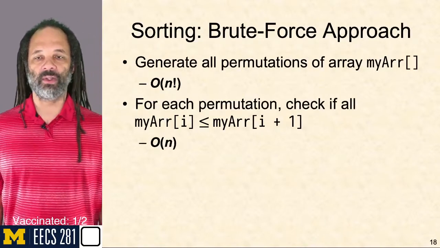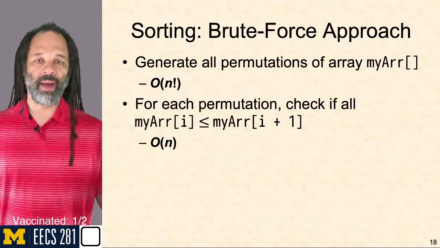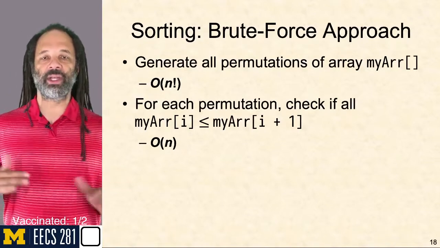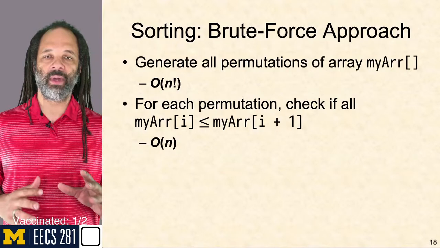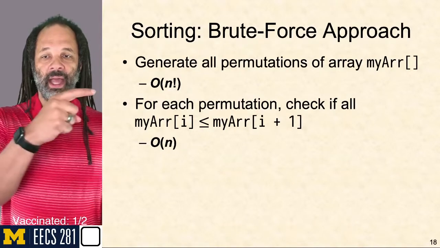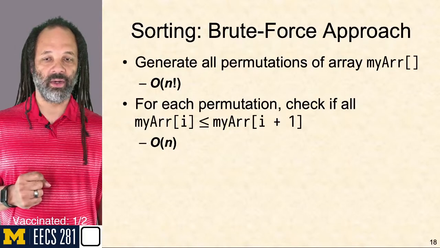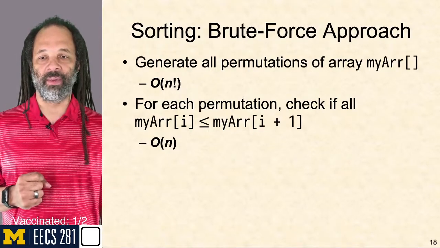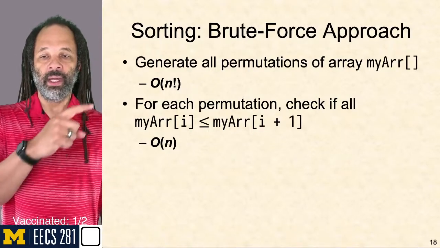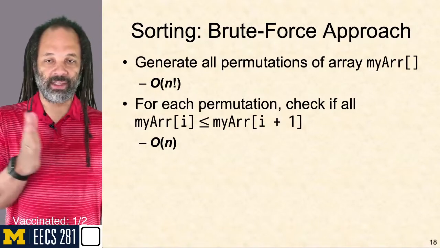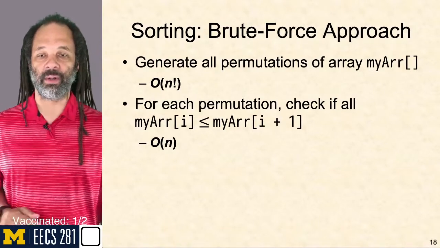By brute force, what do I do? I generate all the possible permutations. I put every digit in every possible location with every other digit in every possible location. N factorial different ways. That's not so great. Every time I've got a permutation, I end up doing a linear amount of work just to check to see if they're actually in order.